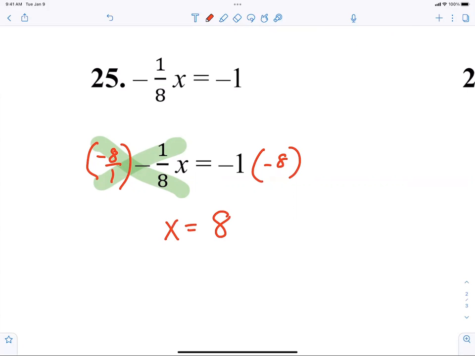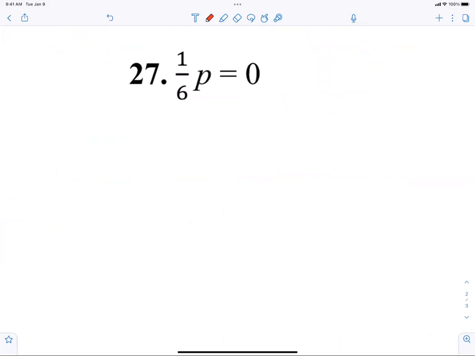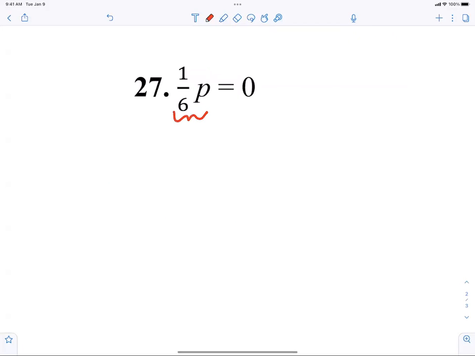All right, here we go. Now 27, don't be scared about 27. It's automatically what? 0. Anything times 0 has to be what? 0. The only way this can equal 0 is if P equals 0. Is everybody okay with that? 1/6 times 0 is 0. That should just be automatic. Should be automatic.